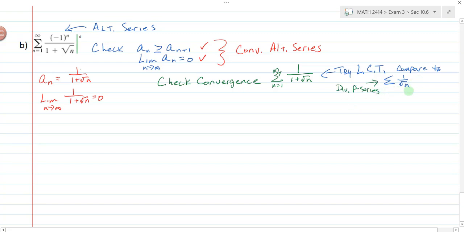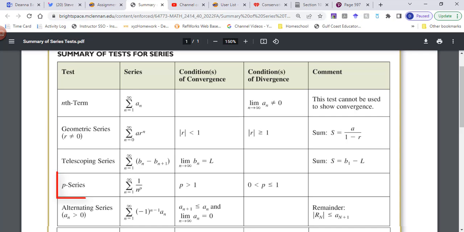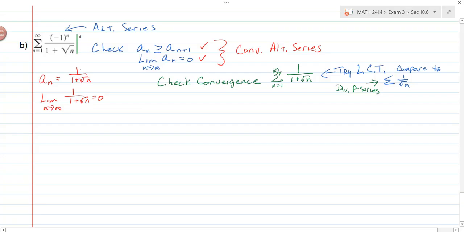This is a divergent p-series where the power is 1/2. Remember, when we look at p-series, if the power on the n in the denominator is between 0 and 1, then your series diverges. So 1 over the square root of n is the same thing as 1 over n to the 1/2, and 1/2 is less than 1.